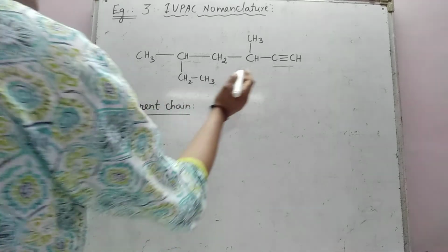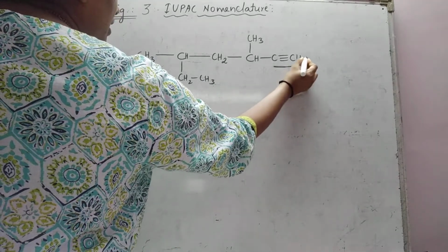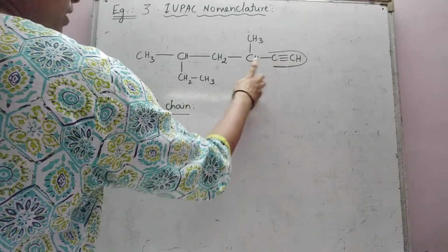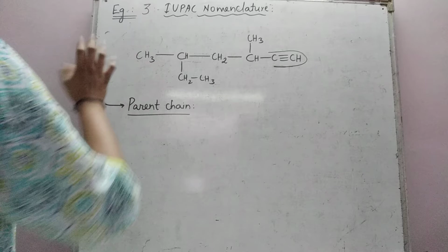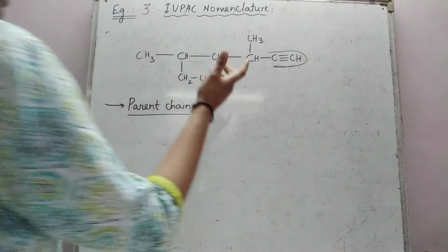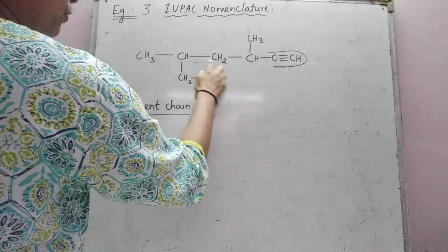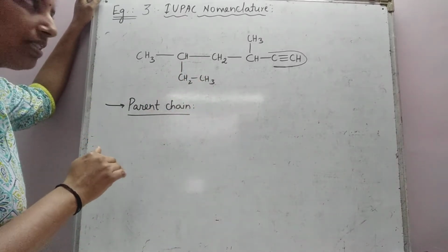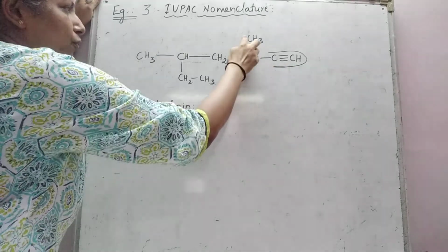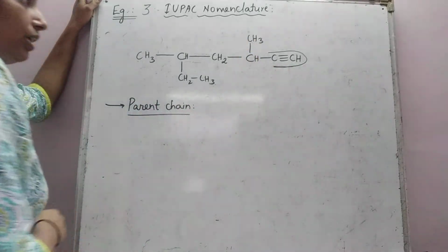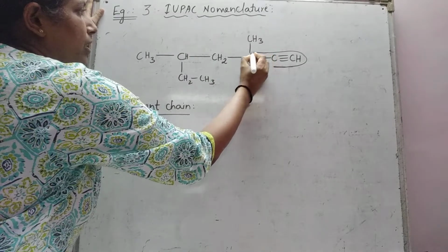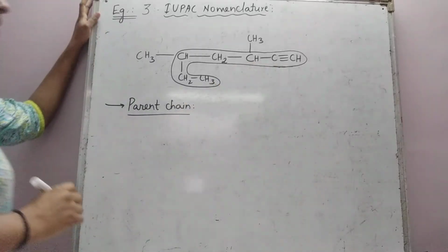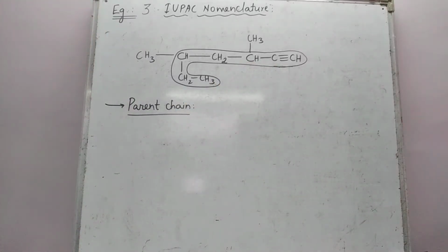Okay, so let me start marking the longest carbon chain from here itself. So 1, 2, 3, 4, 5, 6. This straight chain contains 6 carbon atoms. Let me try another chain. 1, 2, 3, 4, 5, 6, 7. Yes, this chain is certainly longer than the straight chain. 1, 2, 3, 4. This is a smaller chain. Okay, so with some trial and error, I found out that this is my longest carbon chain in the compound.